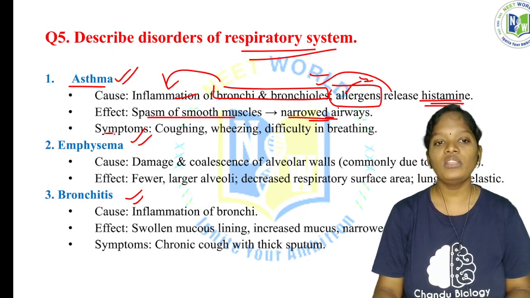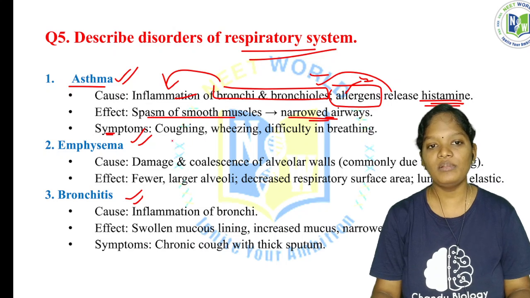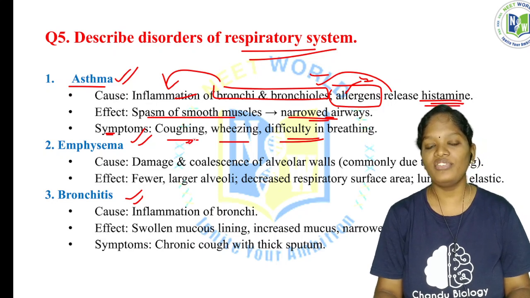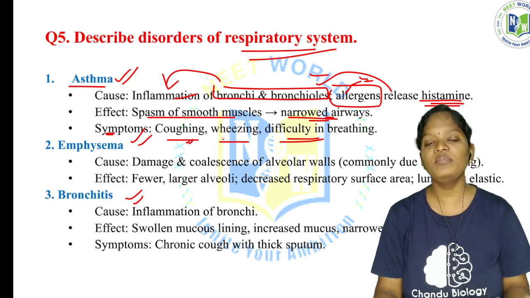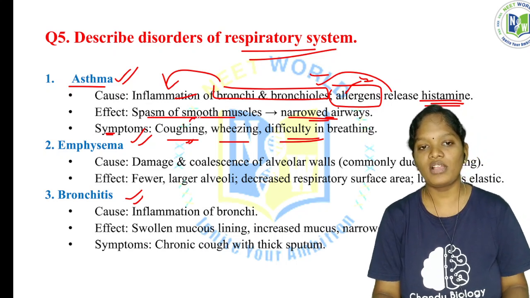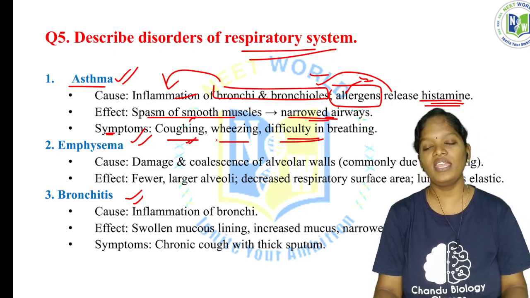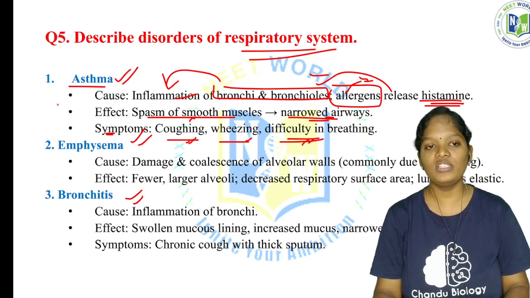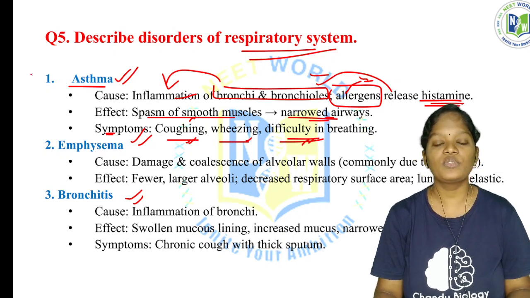Now, what are the symptoms? The symptoms will be coughing, wheezing and difficulty in breathing. We know that asthma patients, when we come across them, will often cough, wheeze and have difficulty in breathing. So this is what asthma is.